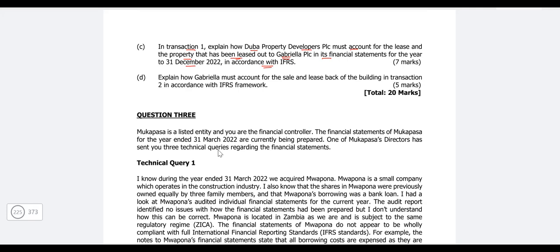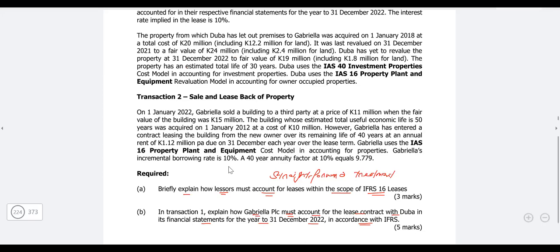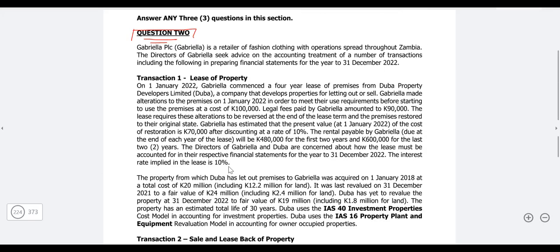So we know how to account for the leases as per IFRS 16, and explain how Gabriela must account for the sale and leaseback of the building in transaction number 2 in accordance with the IFRS framework. And we know that the sale and leaseback is also covered under IFRS 16. So the complete question is on the leases. So now we need to read it. So let's read it.